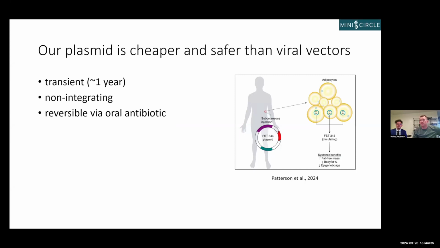Our plasmid system, the main advantages of it are that it's cheaper and arguably safer than viral vectors. Our plasmid is inherently transient. It lasts about 1 to 2 years naturally. It's non-integrating, and it's reversible via an oral antibiotic.